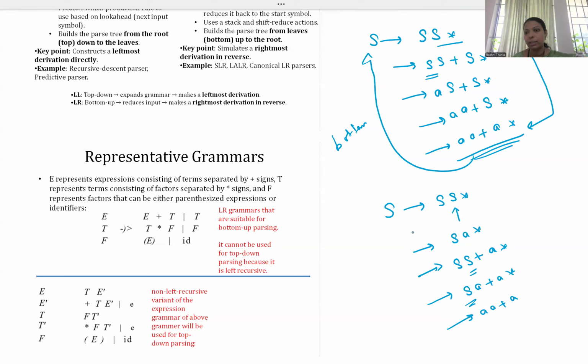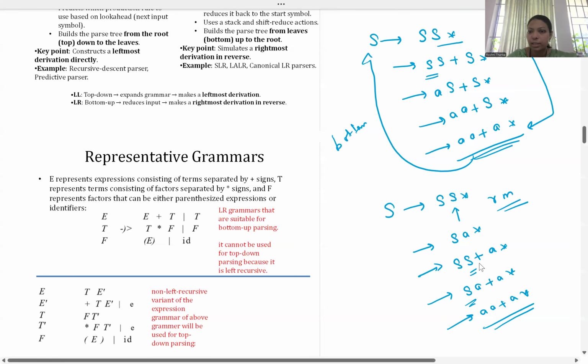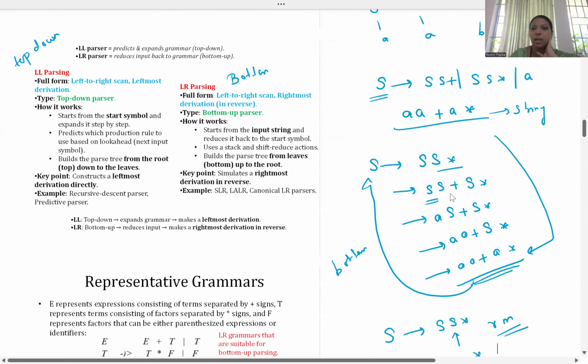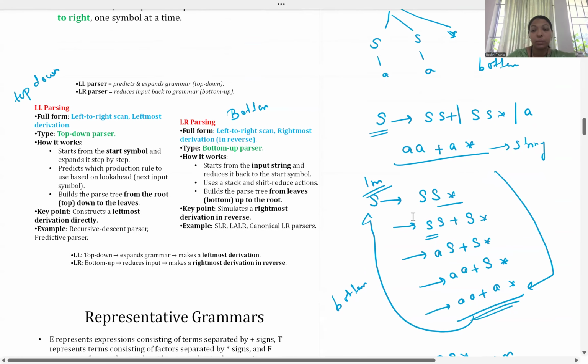So this is called rightmost derivation, which means from the right side, I'm taking the non-terminal and deriving it. That's why it is rightmost derivation. This is leftmost derivation. What is leftmost? From the left side, I'm starting the derivation. So that's the meaning of rightmost derivation and leftmost derivation. Hope you got it.